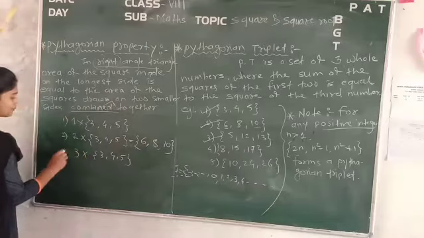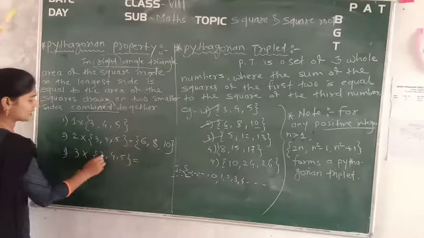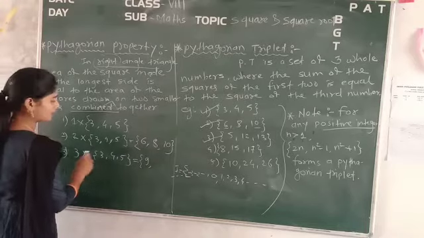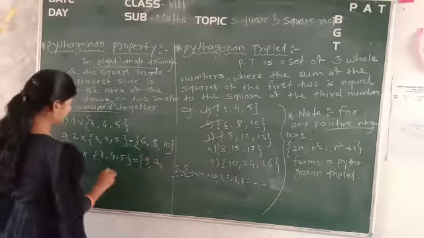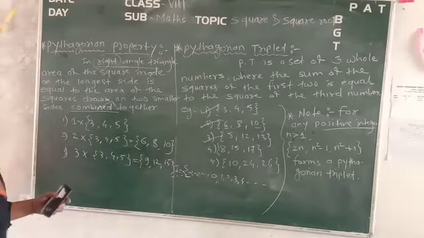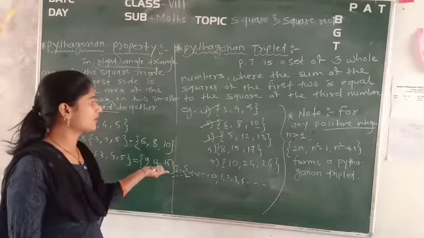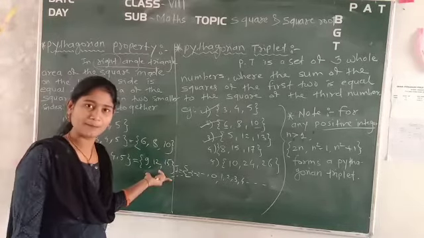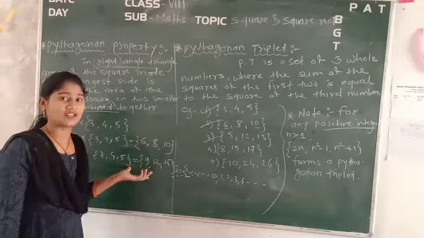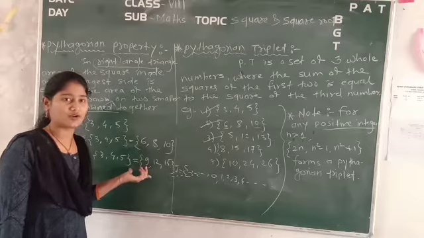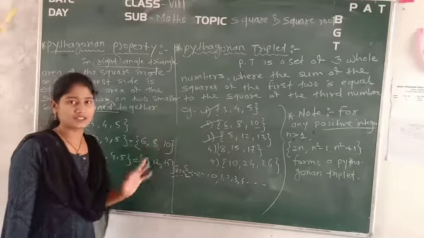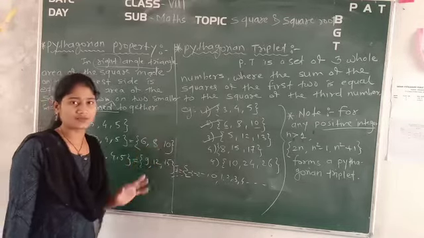So by 3, what will be the answer? 3 threes are 9. Next, 4 threes are 12, and 5 threes are 15. So in that way, you will get 9, 12, 15, and you can find many Pythagorean triplets. Just try this, and after trying, check whether it is really a Pythagorean triplet or not by adding the squares of the first two sides and checking whether it equals the square of the third side.